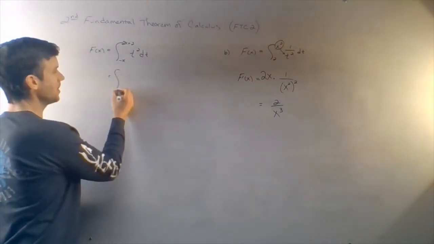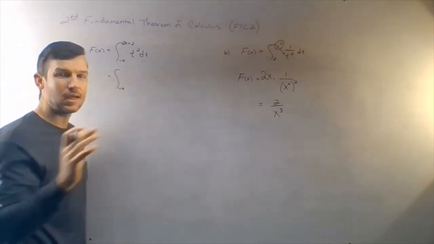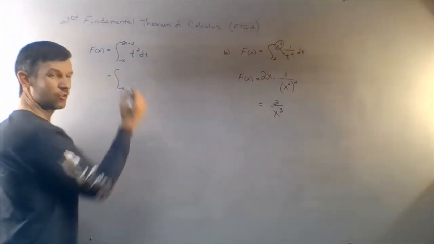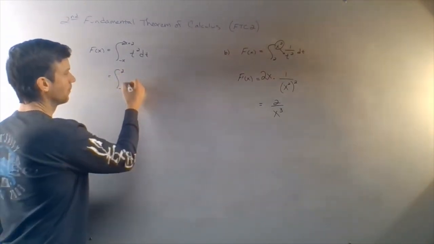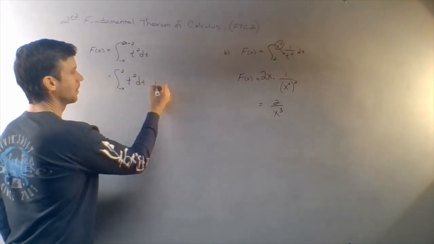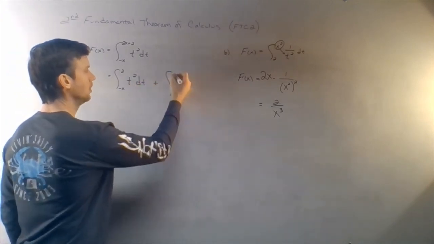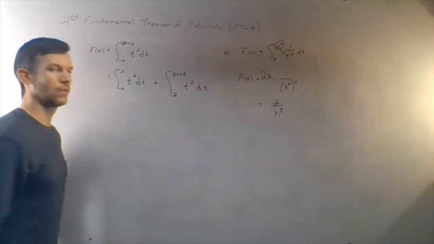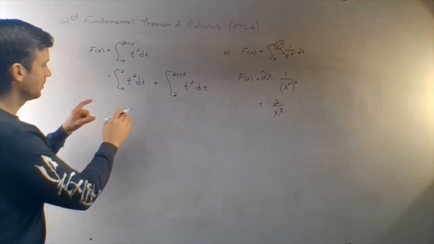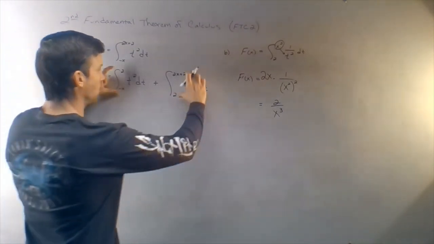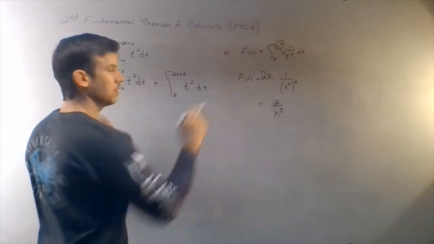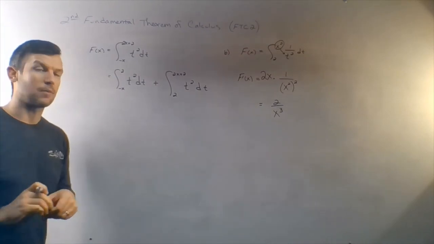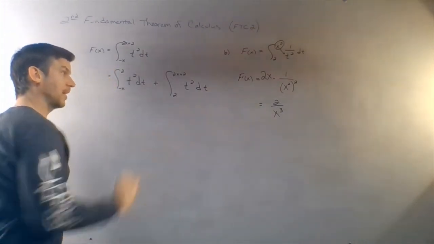We can split this up to be from negative x to any constant we want to pick. I'm just going to pick 2. Doesn't matter. Usually I pick 0. But let's go to 2 of t squared dt plus the integral from 2 to 2x plus 2 of t squared dt. So this is taking just a portion and another portion, and if you add those together, you get that whole length. It doesn't matter if the 2 is in between or not. Just pick some random constant. Where you leave off with the one, you start back up with the other one.